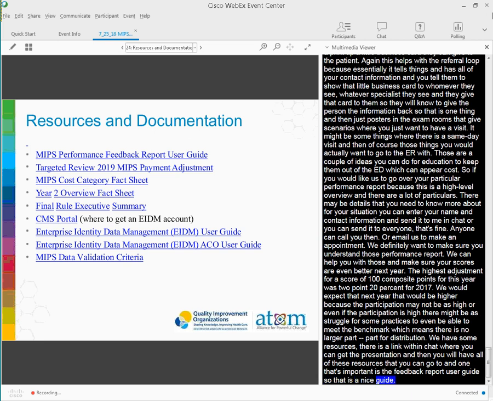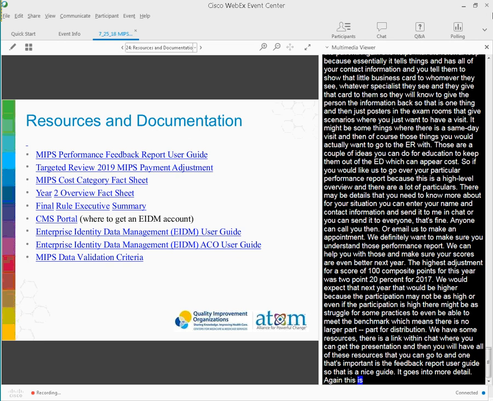Again, this is a high-level overview. And then information about a targeted review and how you can submit that. And then some standard things.